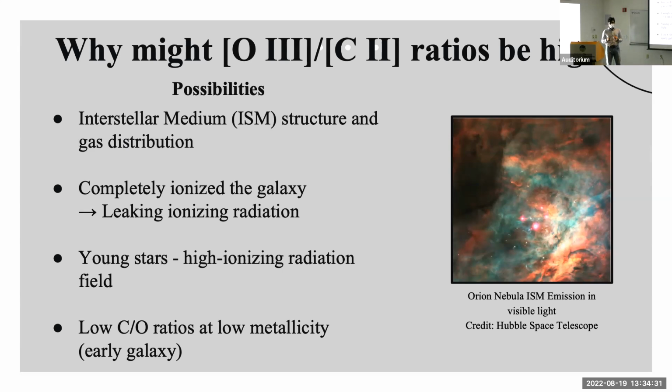Another reason we think is that the galaxy is completely ionized and there is leaking ionizing radiation from this galaxy, which is causing these ratios to be high. Also, we believe that these are young stars and they have very high ionizing radiation fields, which is causing these ratios to be high. Also, a lot of these high redshift galaxies were formed roughly 1 billion years after the Big Bang, which is why they are low in metallicity and they have low C2 over O ratios, which we believe could be another reason for these high O3 over C2 ratios.